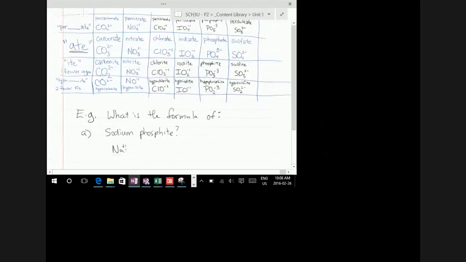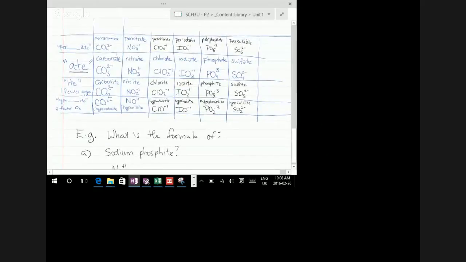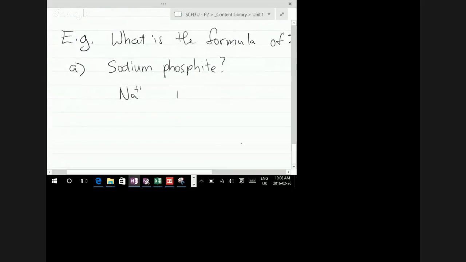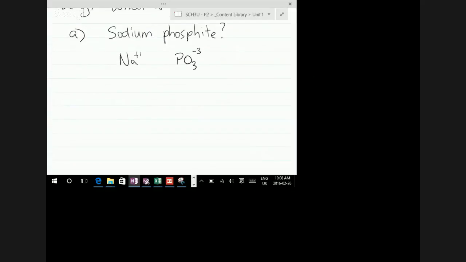Yeah, if we look, phosphate is PO4. So ite always means one less oxygen than that. So it's going to be PO3. And phosphite, all of the phosphs have a charge of -3. All right, when we crisscross this, what do we get? Well, we get a 3 down here, and we get 1 down there, right?